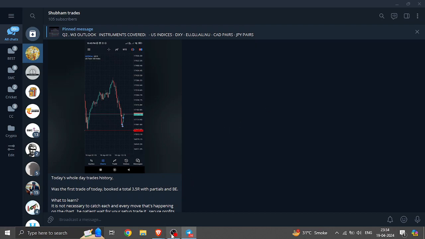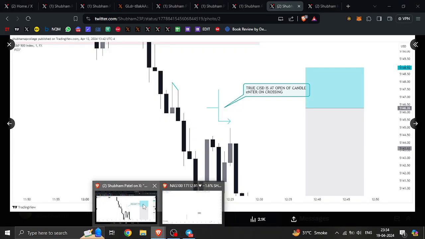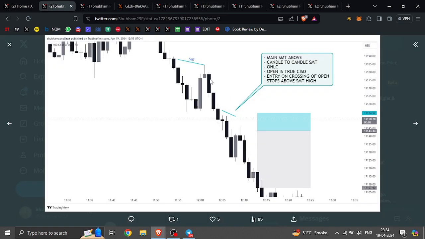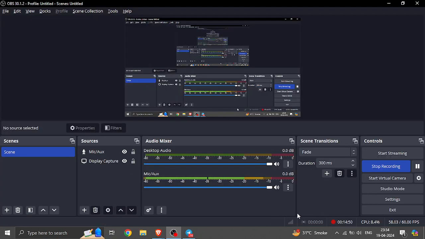Thank you so much for paying so much attention. This was the main concept, and I will just revise it very quickly for those who still have a problem. This candle, candle to candle SMT, this candle, candle to candle SMT, open, high, low. When the candle crosses the opening price and starts sustaining below the opening price for 2 to 3 seconds, enter short, or for the best part, wait for the closing of the candle and then enter short here, stop loss above the SMT high. Okay, so the video is getting long enough. I will stop it right here.